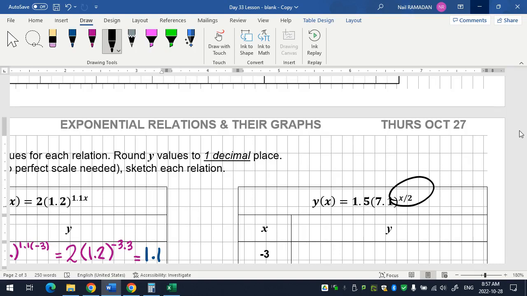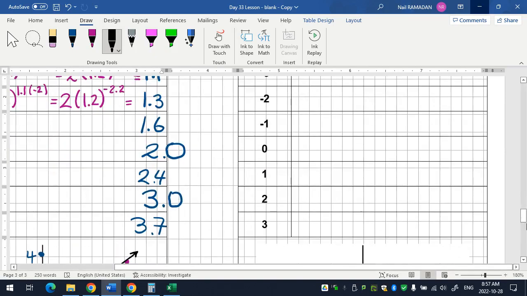You got to do 7.1 to something and then multiply that by 1.5. Okay? By the way, now that you've seen me use Excel or Google Sheets, you can do this on Google Sheet and check your values and also check kind of your graph as well. Okay? All right. Last one.